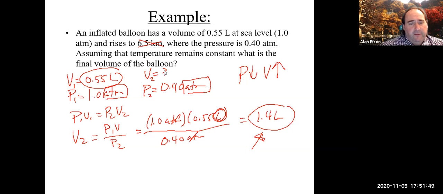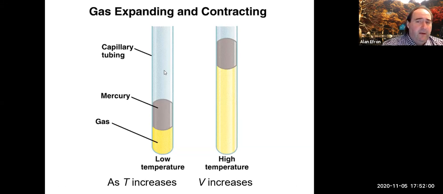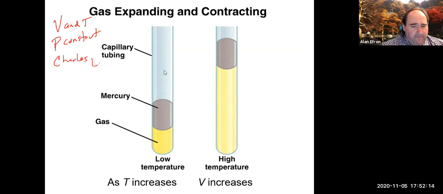That is pressure and volume, where we're holding our temperature constant. Now we're going to talk about a situation where we look at volume and temperature, and we hold our pressure constant. Looking at volume and temp, holding pressure constant, we get a relationship known as Charles' law. And Charles' law is V1 over T1 equals V2 over T2, and again, this is at constant pressure.